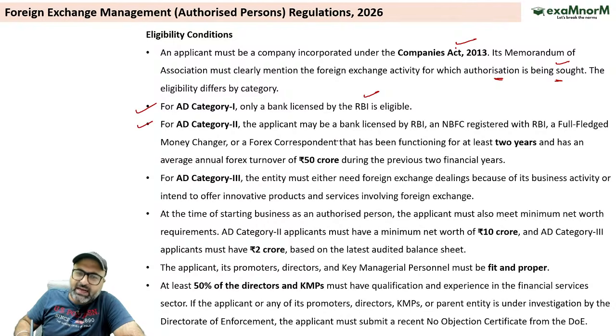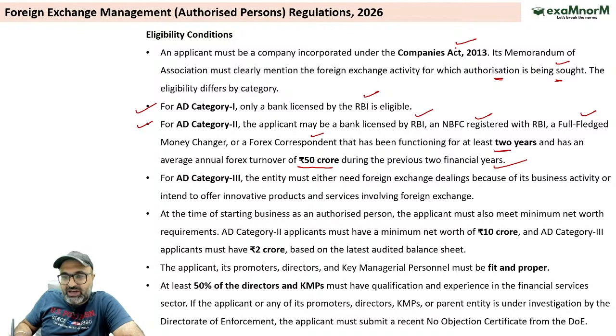For authorized dealer category 2, the applicant may be a bank licensed by RBI. So you can be a bank licensed by RBI, you can be an NBFC registered with RBI, you can be a full-fledged money changer, or you can be a forex correspondent that has been functioning for at least 2 years and has an annual forex turnover of 50 crores. Then also you can apply for category 2.